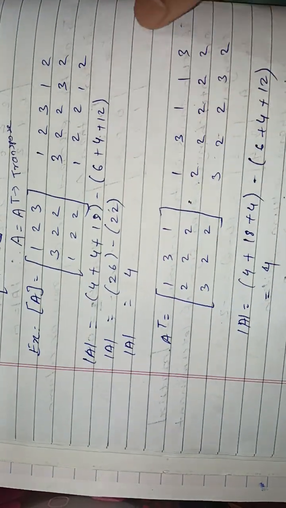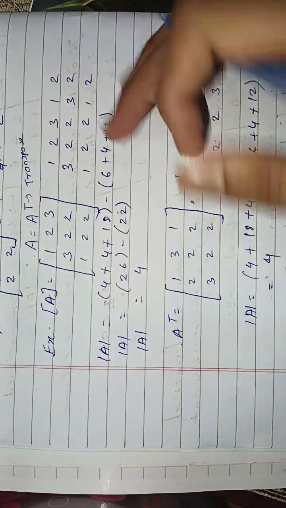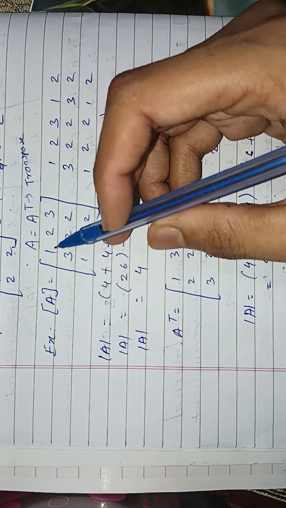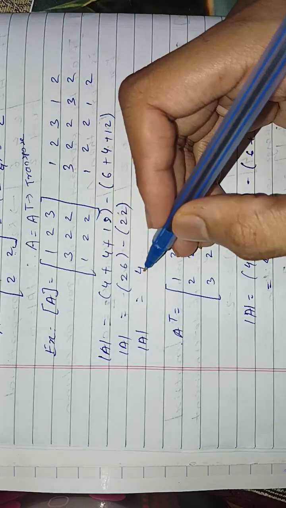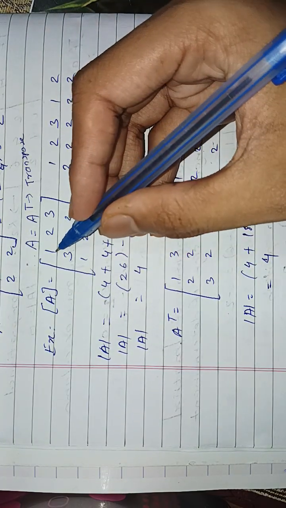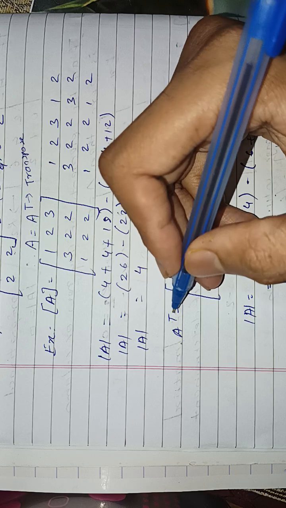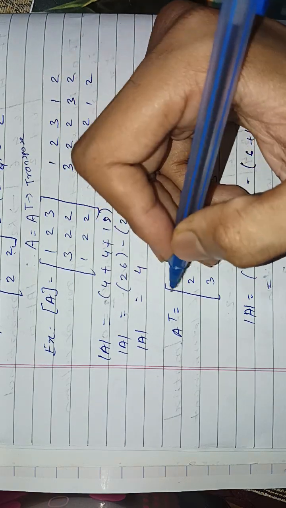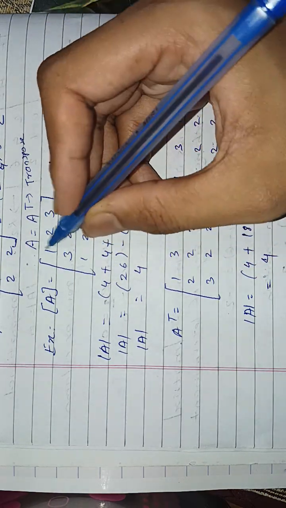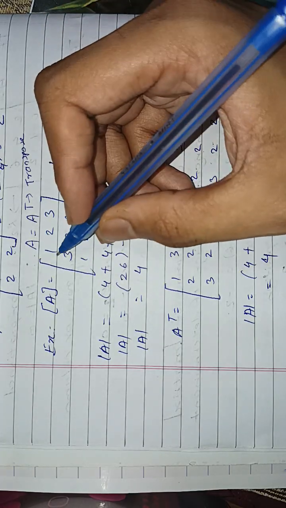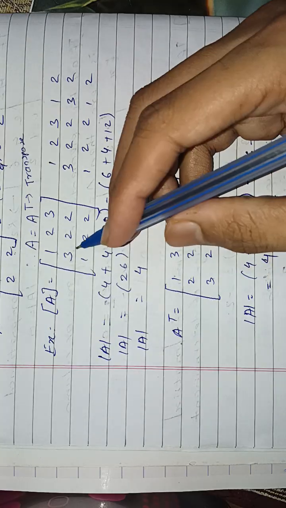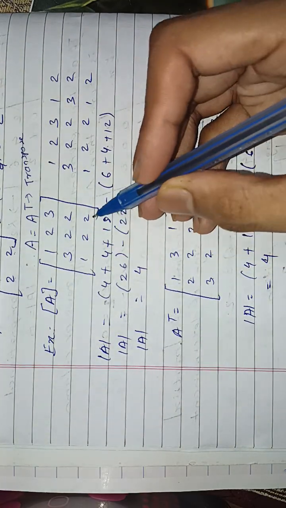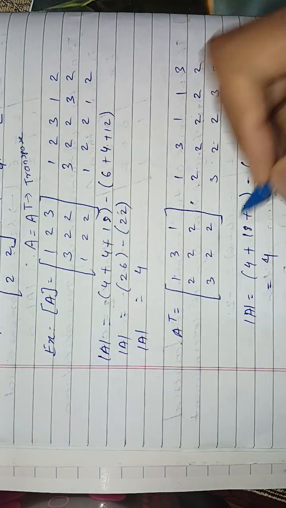See, here is the proof. So here I took 1 2 3, 3 2 2, 1 2 2. When we calculate the determinant value, it comes as 4. Now I will write its transpose. In transpose, we just write the row as column and column as row. So 1 2 3, I write here as a column, then 3 2 2, then 1 2 2. Just change the row into column. Then I calculate the determinant. It is also coming 4.